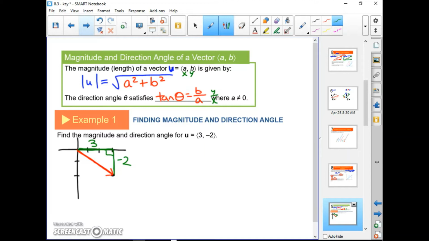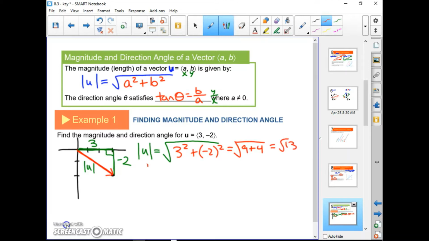But in order to find the magnitude, I'm going to use this formula. Magnitude of u equals square root of 3 squared plus negative 2 squared. Magnitude of u equals square root of 9 plus 4, or square root of 13. So my magnitude, or the size, the length of that vector, is the square root of 13, and that's about 3.6 or so. So we have to find the magnitude and the direction angle.